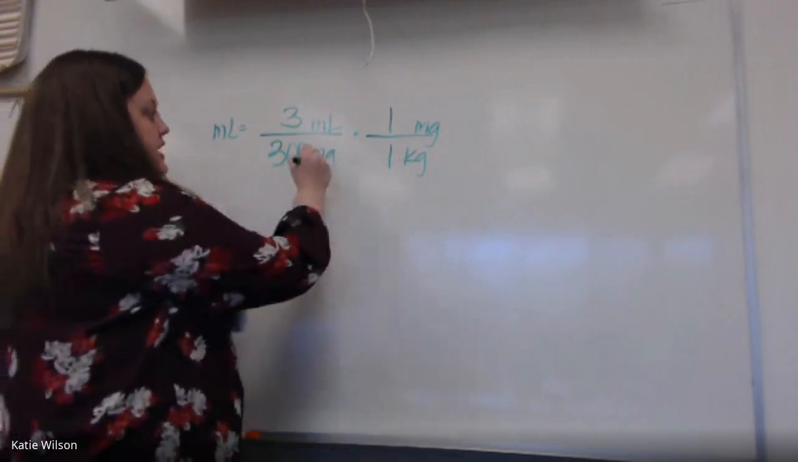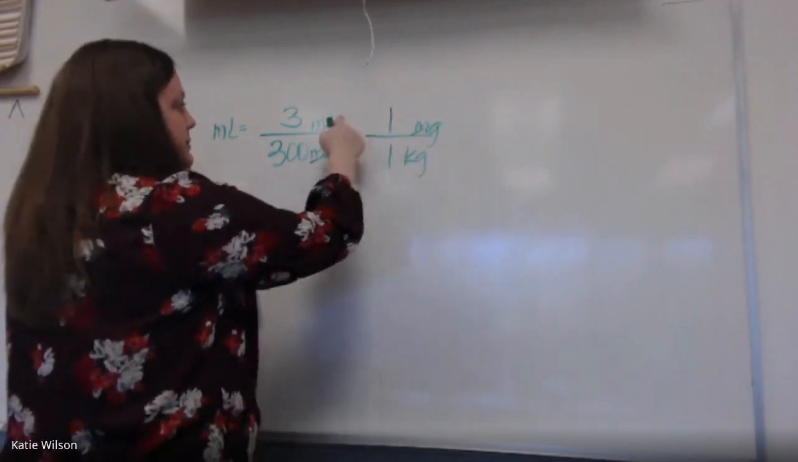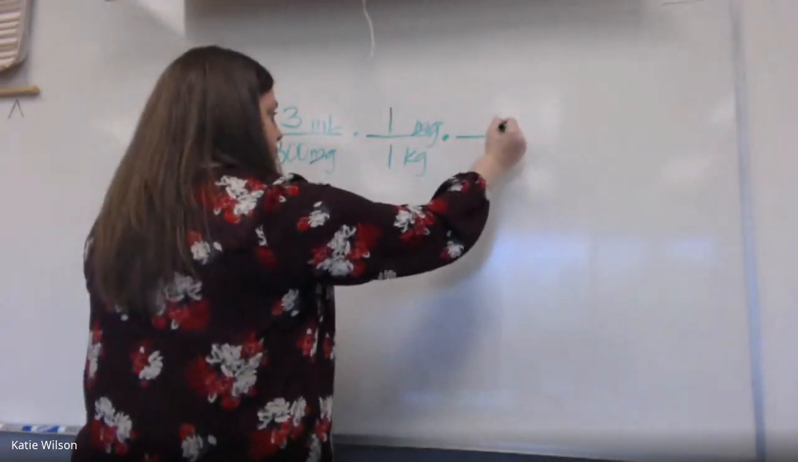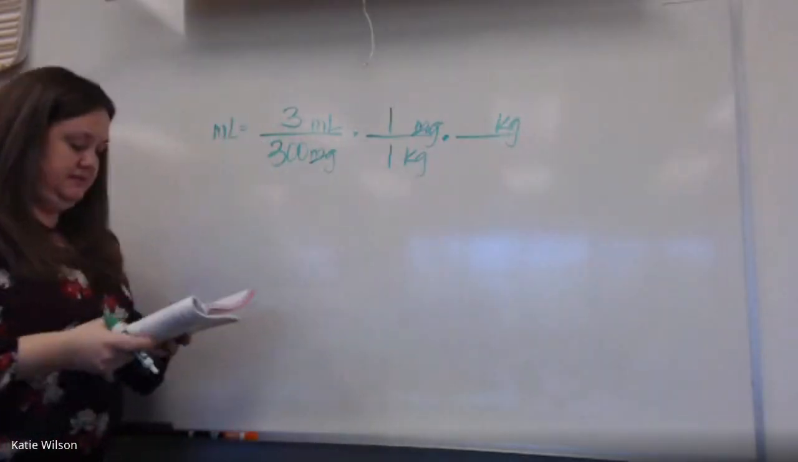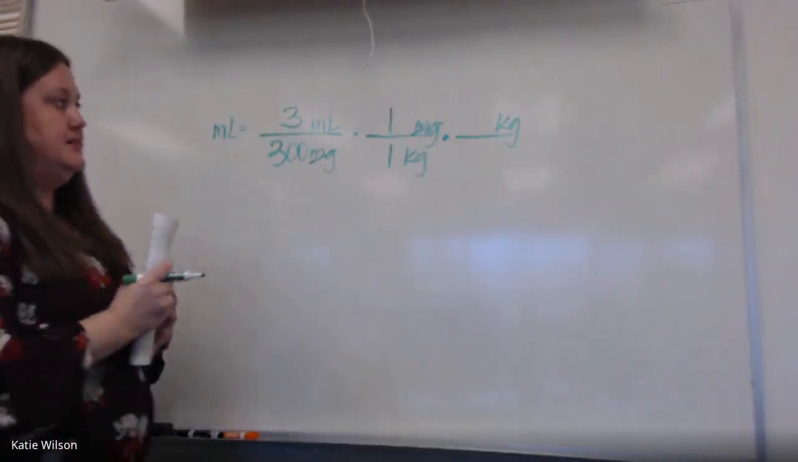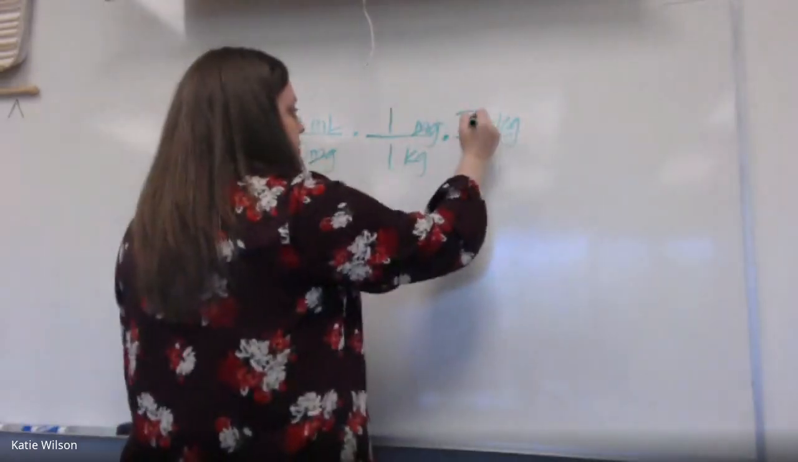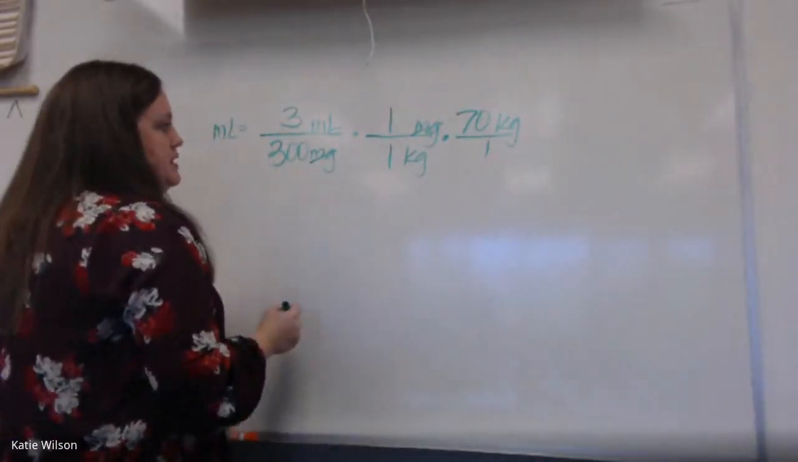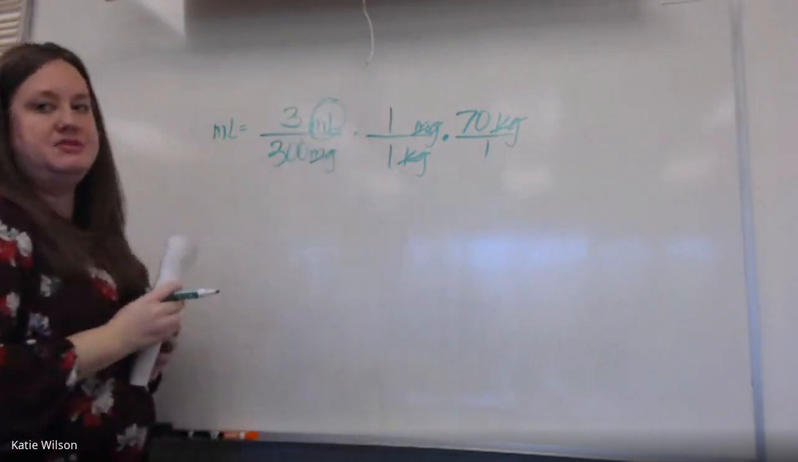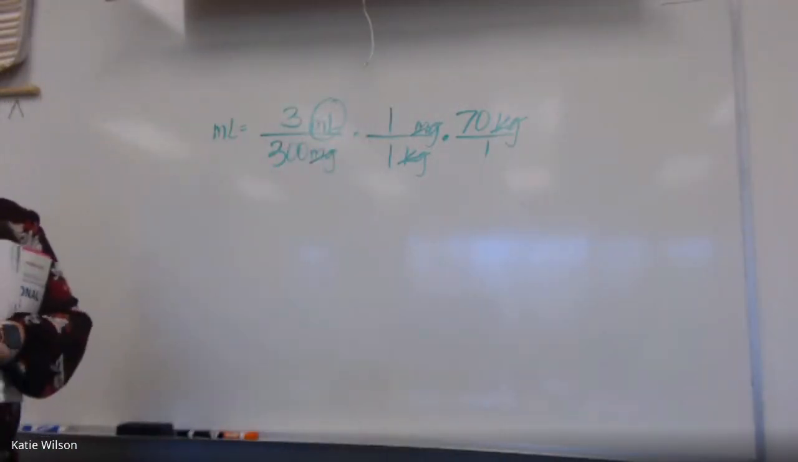Now, I've canceled out my milligrams. I've got milliliters on top, kilograms on bottom. So I want to cancel out those kilograms. Does it give us kilograms? The patient weighs 70 kilograms. Okay, so I've canceled out kilograms. I've got milliliters on top, so my problem is set up correctly.